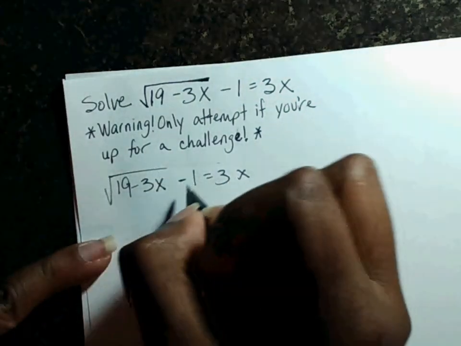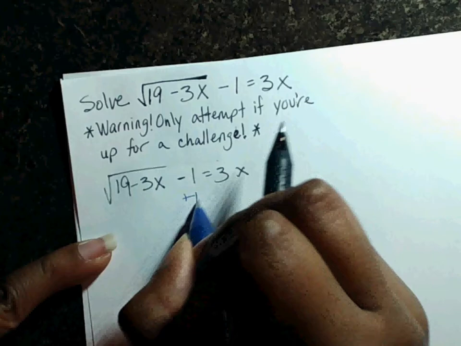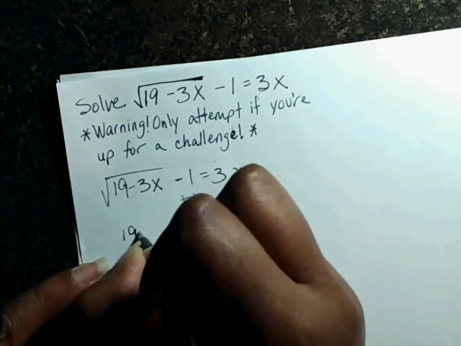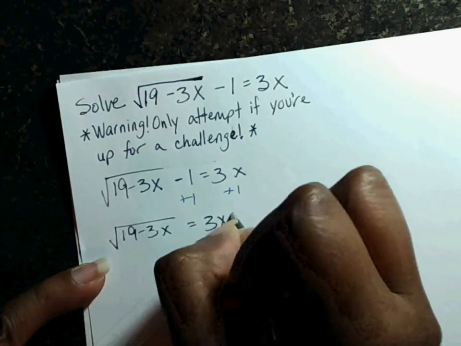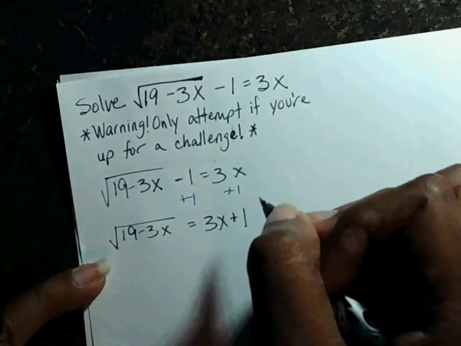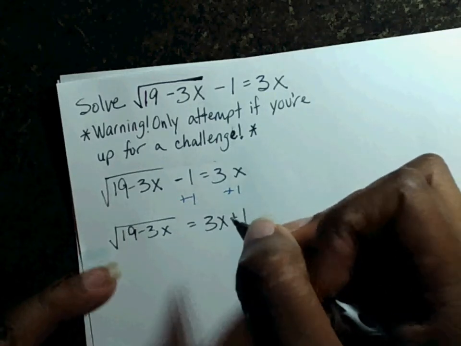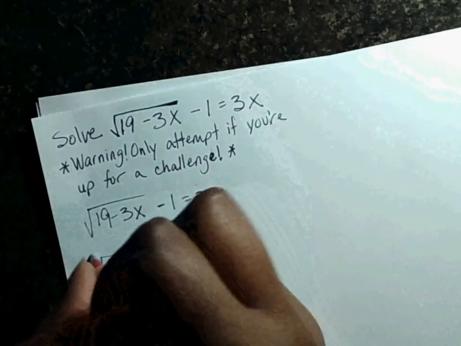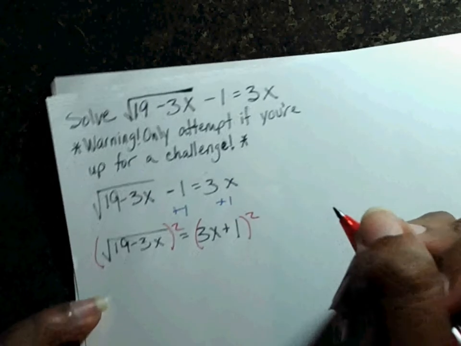Okay, I'm going to add 1 to both sides. I cannot combine that 3x and that 1 because they're not like terms. So I just have to write them right next to each other. I have the radical by itself. I can square both sides.